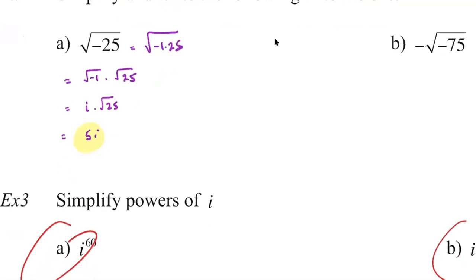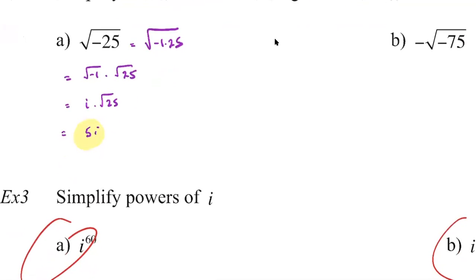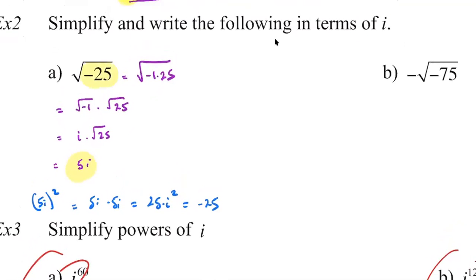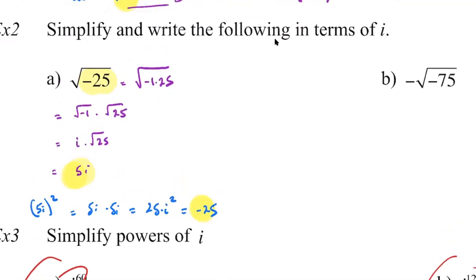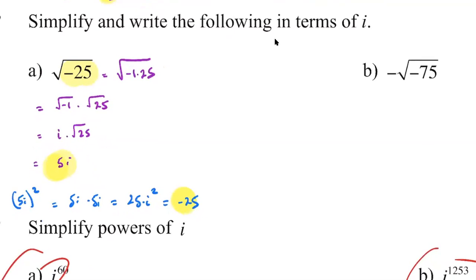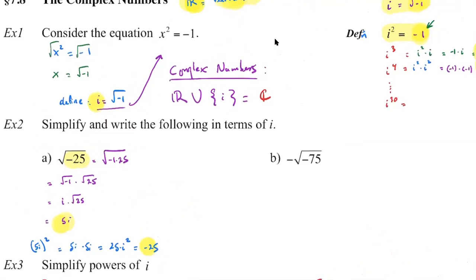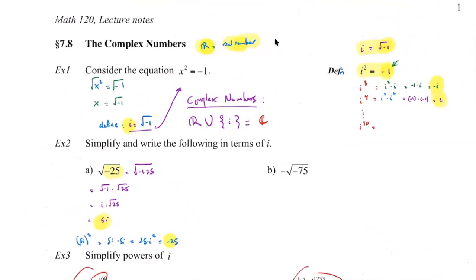Let's check that really quick. If we square this, we get 5i times 5i. So that's 25 times i squared. i squared is -1, so therefore you get -25. So that's how we simplify the square root of a negative radical now. Any questions so far there, guys?